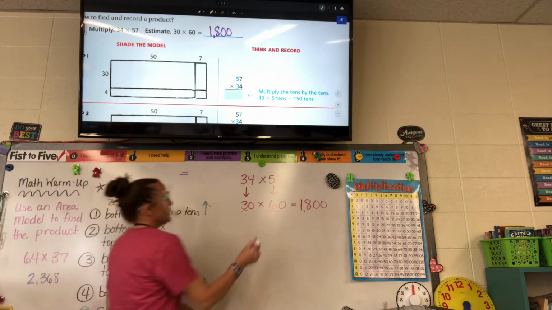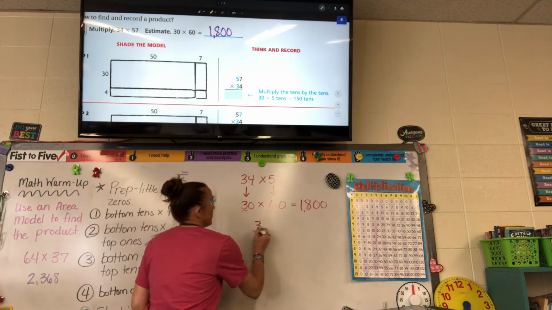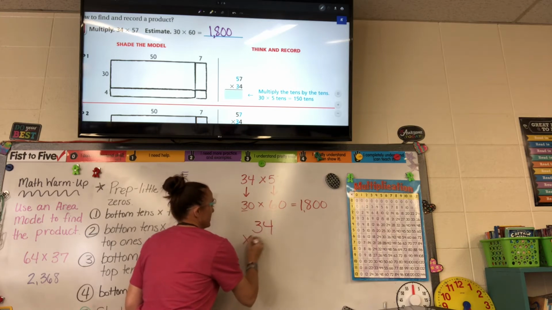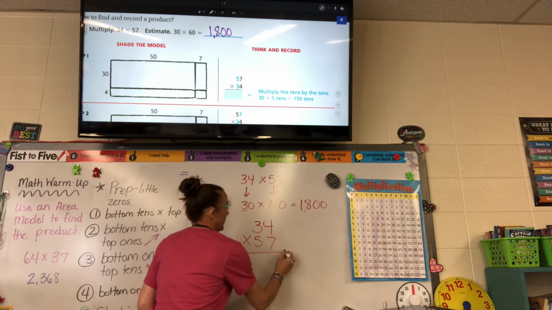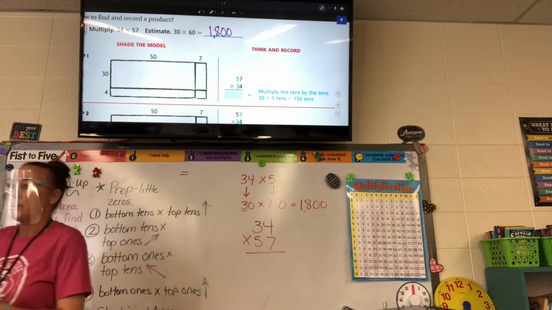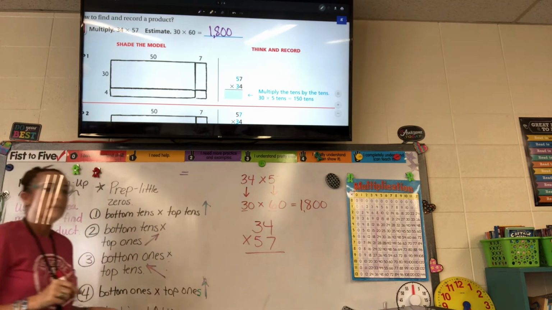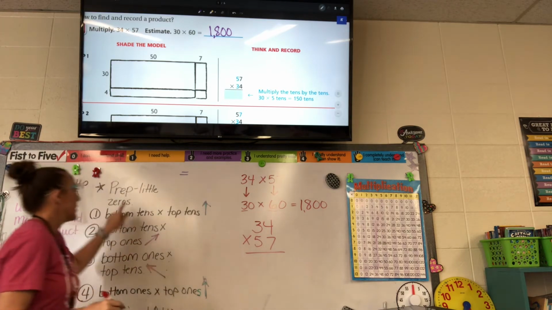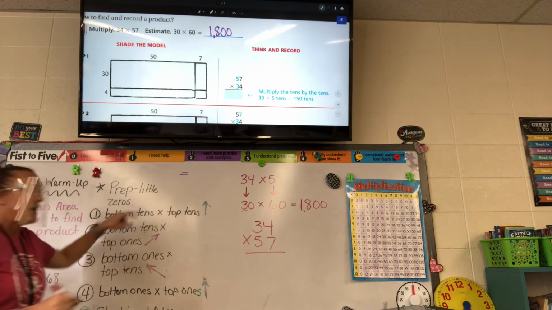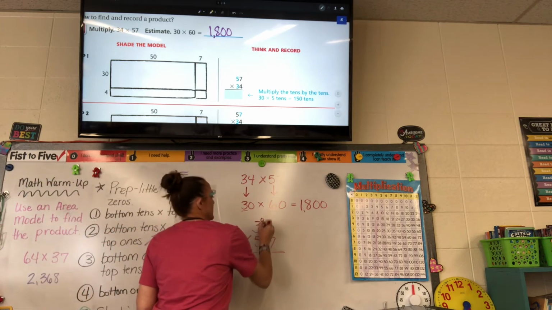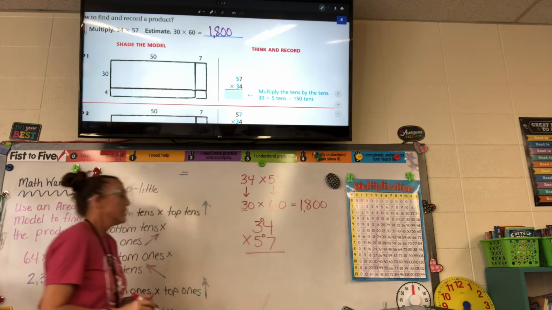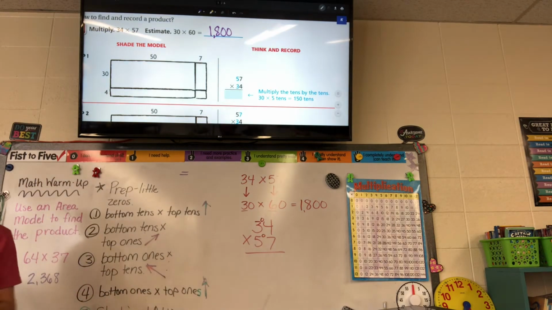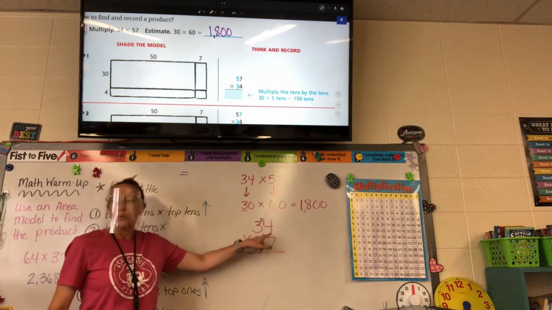So let me stack it up. 34 times 57. What's the prep work that we have to do first? Shelby? 50 times 30. Now our prep work. Oh, add little zeros. So here's my little 0 and here's my little 0. Make sure they're little, otherwise you're going to think this is 304, right?